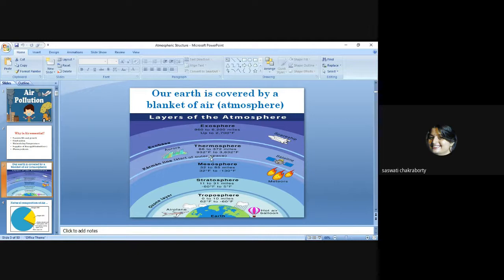This troposphere is the layer that comes in direct contact with the living beings. Between the troposphere and the stratosphere, mainly in the stratosphere, is a layer called the ozone layer. This ozone layer is of utmost importance because it prevents the UV rays from entering the Earth's surface. So it acts as a protective blanket.